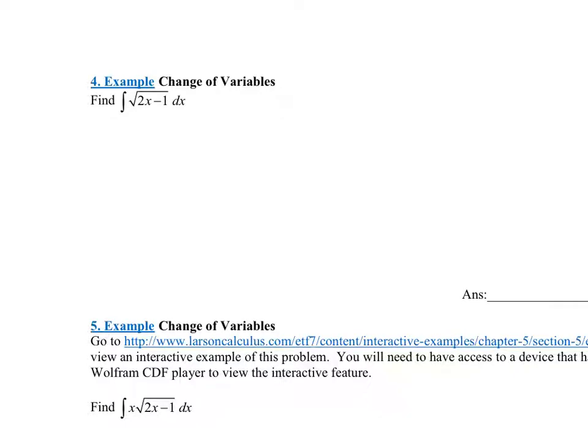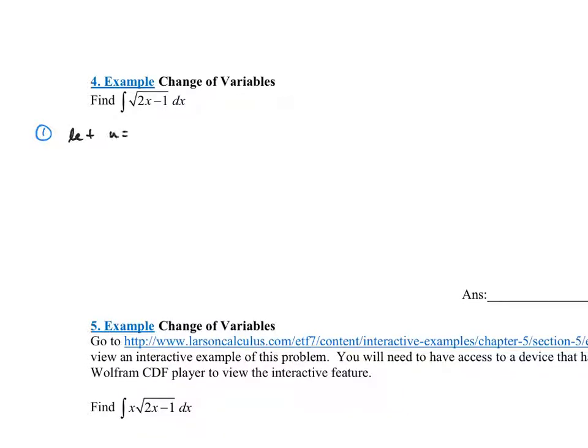Okay, our first official u substitution problem is the square root of 2x minus 1. This isn't just the square root of x, so we can't just use the power rule on it. It's the square root of something more than just x. So again, we're going to use our u substitution on this, and the first step is always to identify u.